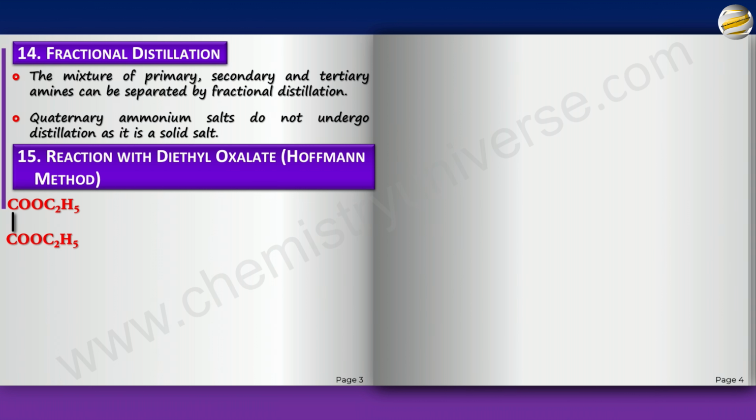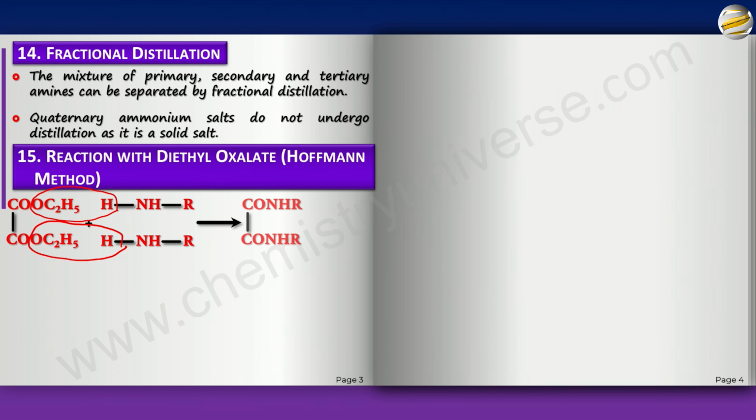Now if you take primary amines, two of them would react. And what will happen is the C2H5O will take the H from each. So you can just assume this part goes, this part goes. So you'll get 2 ethyl alcohol, and you will get a diamide. So when you use a diethyl oxalate, you're going to get a diamide if it is primary.